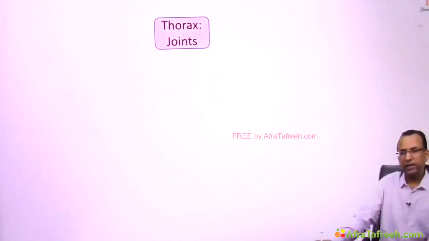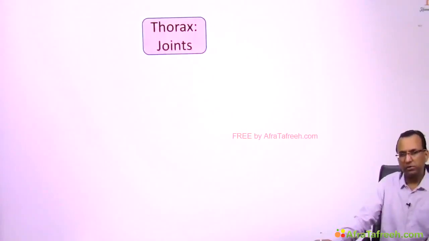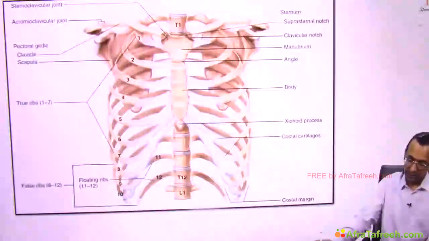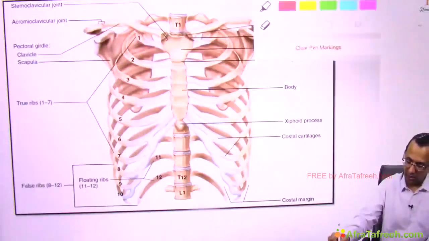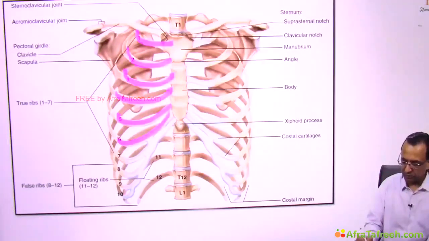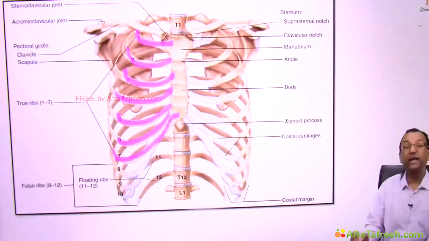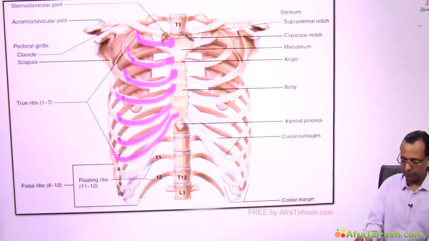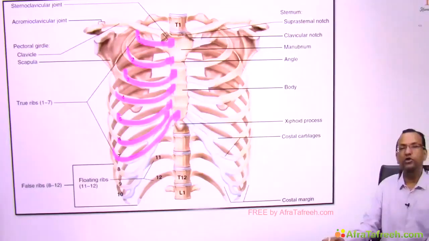Now we are going to look at some joints in the thorax and ribs also. There are some true ribs, false ribs. What about true ribs, false ribs? See the ribs which are attaching to the sternum: first rib, second rib, third, fourth, fifth, sixth, and also the seventh directly. So the first, second, third, fourth, fifth, sixth, seventh ribs attach to the sternum directly.